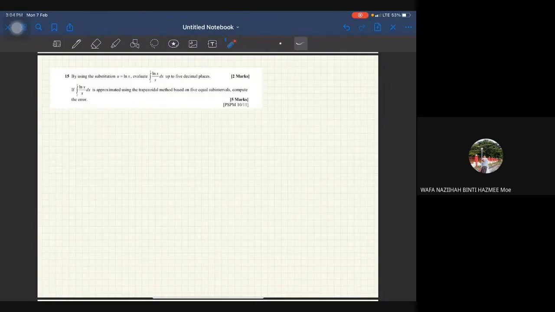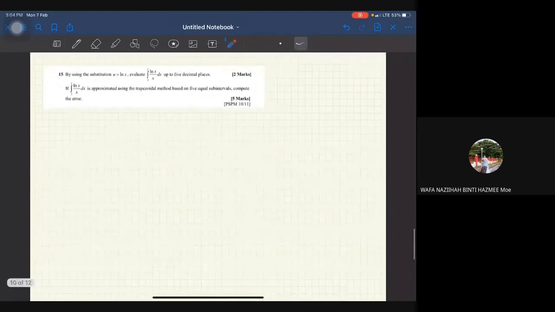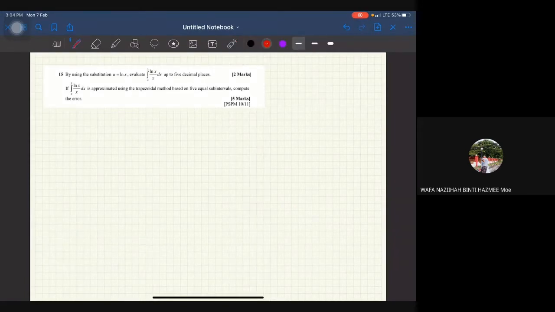Right, so let's continue our tutorial discussion. Okay, so for number 15, there are 8 people vote for this question. Okay, so by using the substitution U equal to ln X. Okay, so dia dah mention you need to use substitution. Okay, evaluate definite integral from 2 until 3 of ln X over X dx up to 5 decimal places. So dia nak 5 decimal places. Let me highlight this one. Okay, and then this is our question.